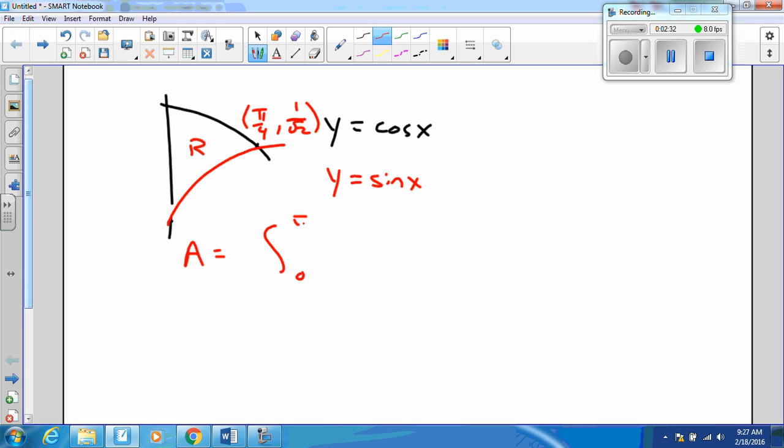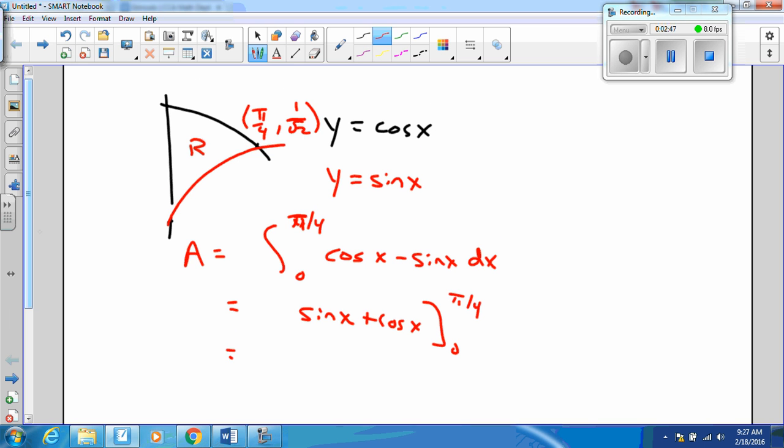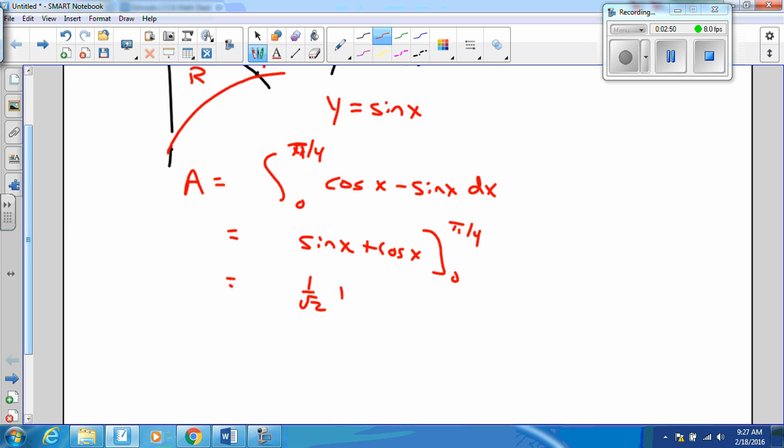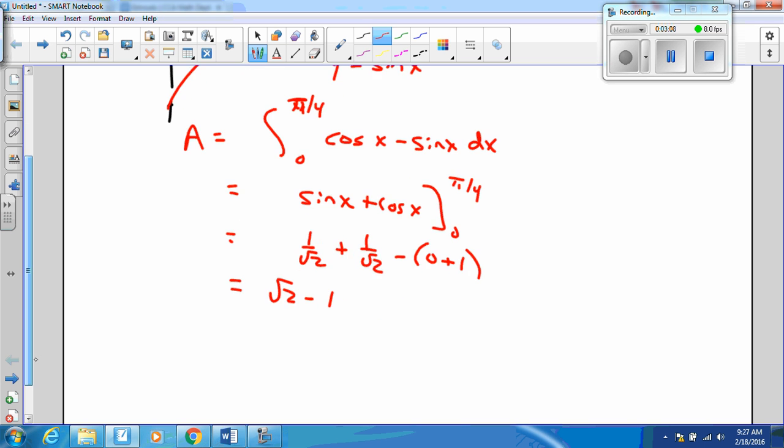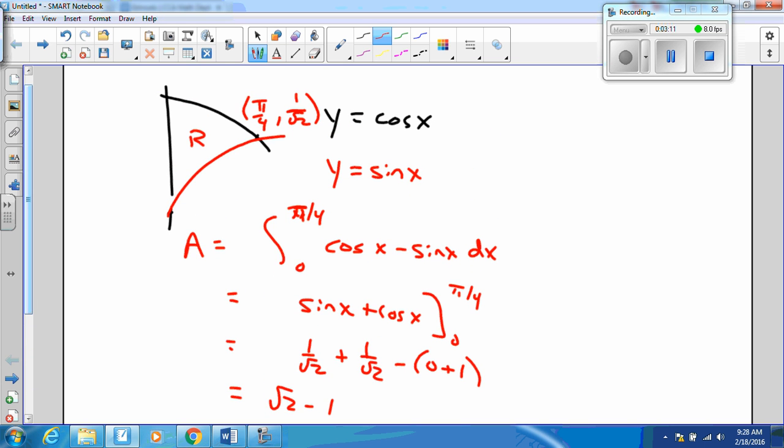And all of you set it up correctly as the integral from 0 to pi over 4 of top curve minus bottom curve. And we went through and did an antiderivative, like so, from 0 to pi over 4, and then you evaluated. I think everybody got this right. So that what you end up with is root 2 minus 1 when it does settle. Notice that 2 over root 2 is the same as root 2.